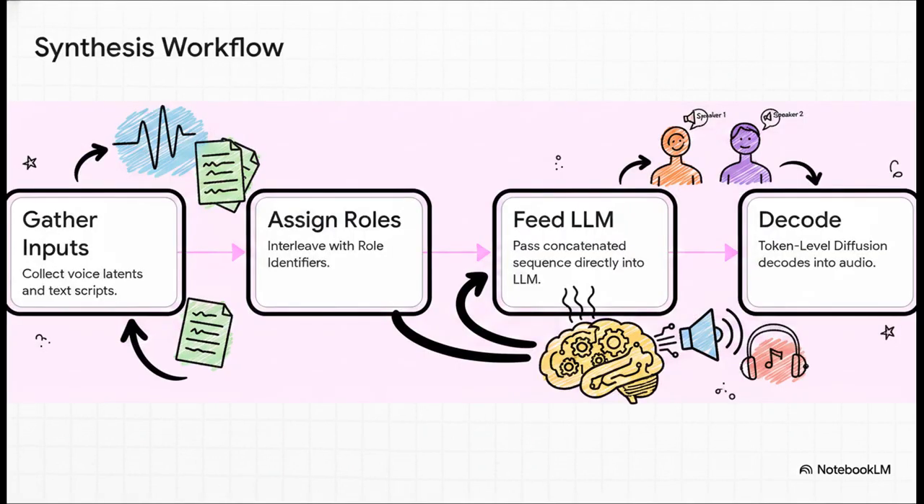Let's break that down into a few totally actionable steps. Step 1, gather your specific voice latents and your text scripts. Step 2, interleave these with role identifiers, so speaker 1, speaker 2, and so on. Step 3, feed this single concatenated sequence directly into the LLM. You are completely removing unnecessary, clunky prior designs here. And finally, step 4, the LLM outputs its hidden states, and a token-level diffusion head decodes those continuous features directly into audio.